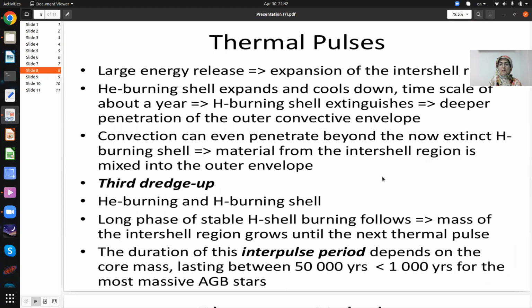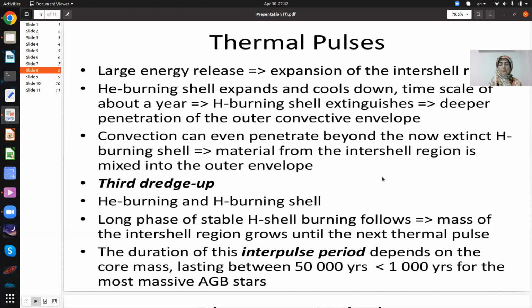A thermal pulse is a large energy release and expansion of the intershell region. The helium burning shell expands and cools down, on a time scale of about 1 year. The hydrogen burning shell extinguishes, allowing the penetration of the outer convective envelope. Convection can even penetrate beyond the now extinct hydrogen burning shell. Material from the intershell region is mixed into the outer envelope.